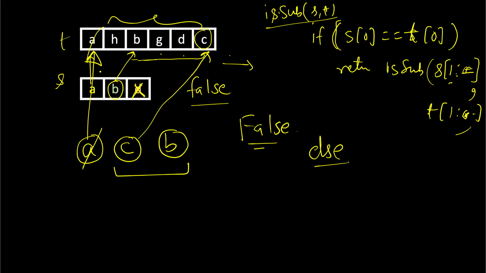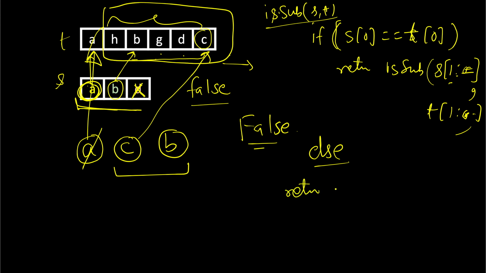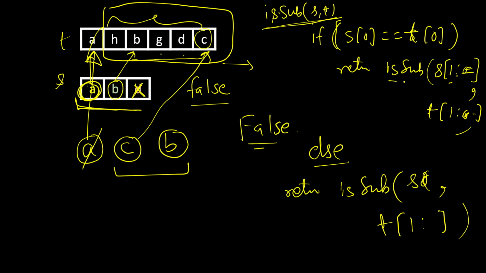Else, that is the first characters are different, so we will not advance in S since we have to find all the characters of this S. So we did not find A here. So what we are left with, we will find this entire S in this part from the first to the last character. So in this case we will return isSub of S, complete S, and T1 till the end. And so here we are using recursion. This is the main function, and we are recursively calling this function on a smaller substring of S and T.